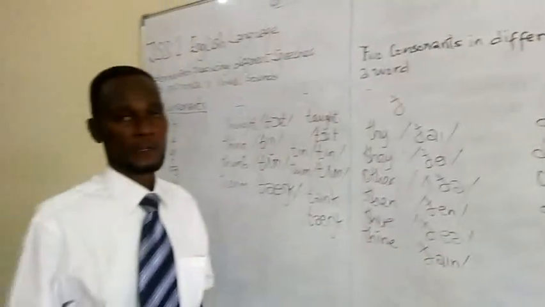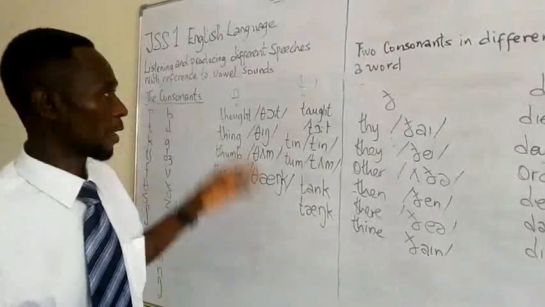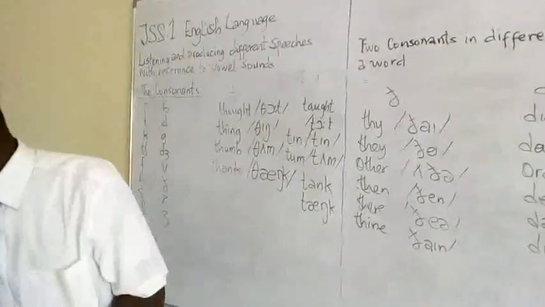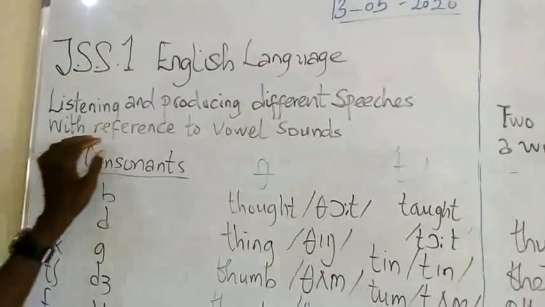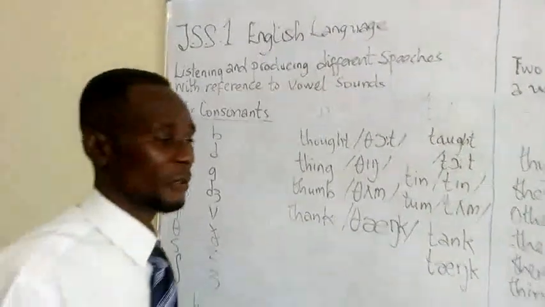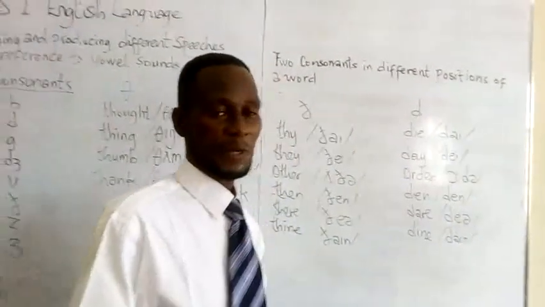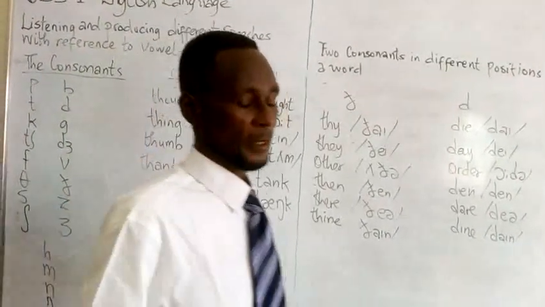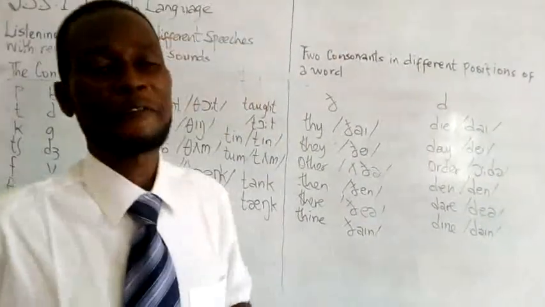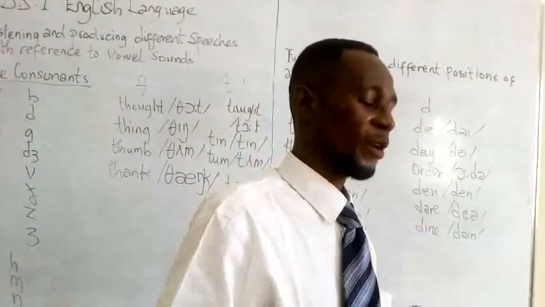Today, because my time is running out, let me use these few minutes left to summarize what we've done. Today we've looked at listening and producing different speeches with reference to vowel sounds. I started by saying that vowel sounds are those speech sounds that we make with no obstruction. As we produce vowel sounds, the air from the lungs will come out freely from the mouth. But if it is a consonant sound, the air will be obstructed along the speech organs.